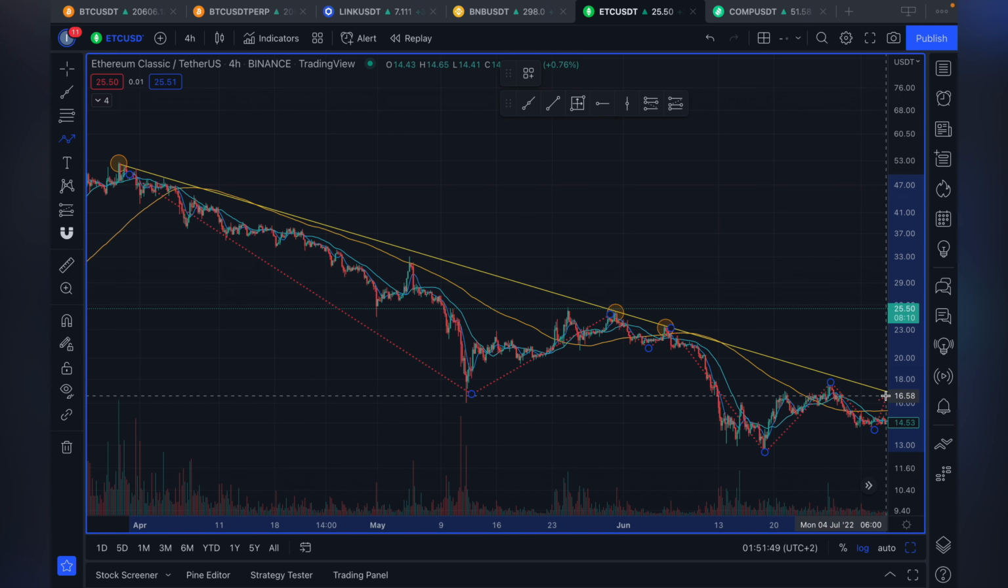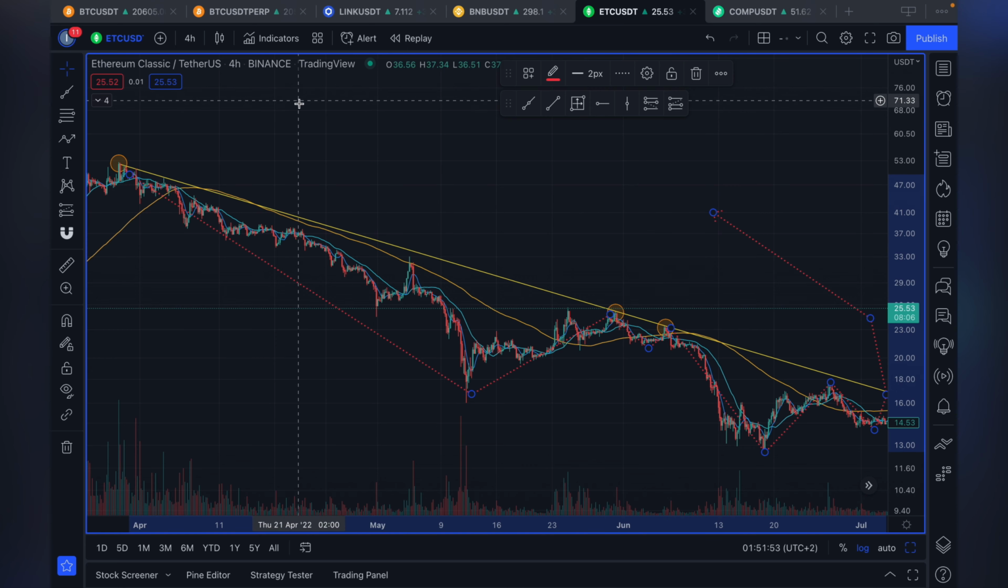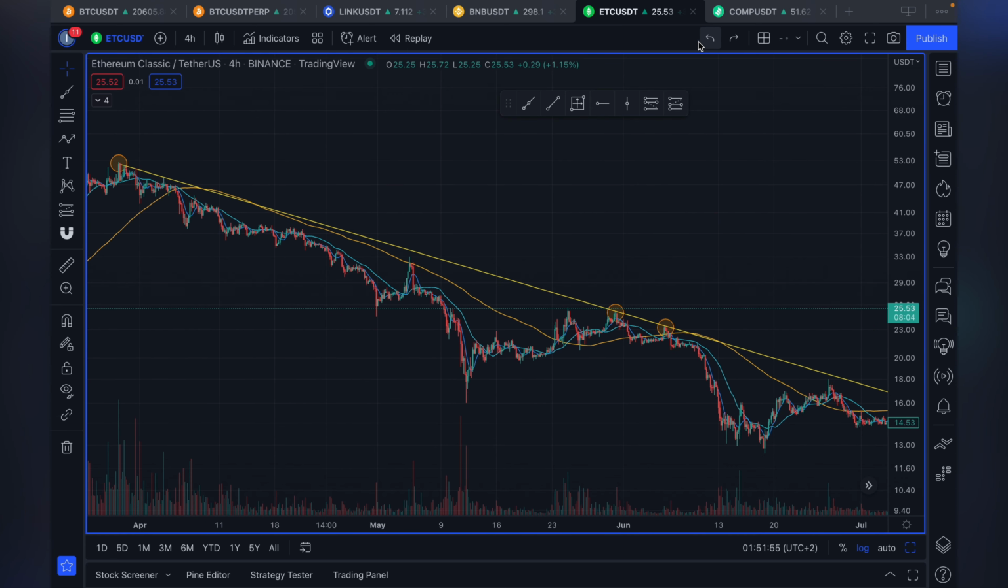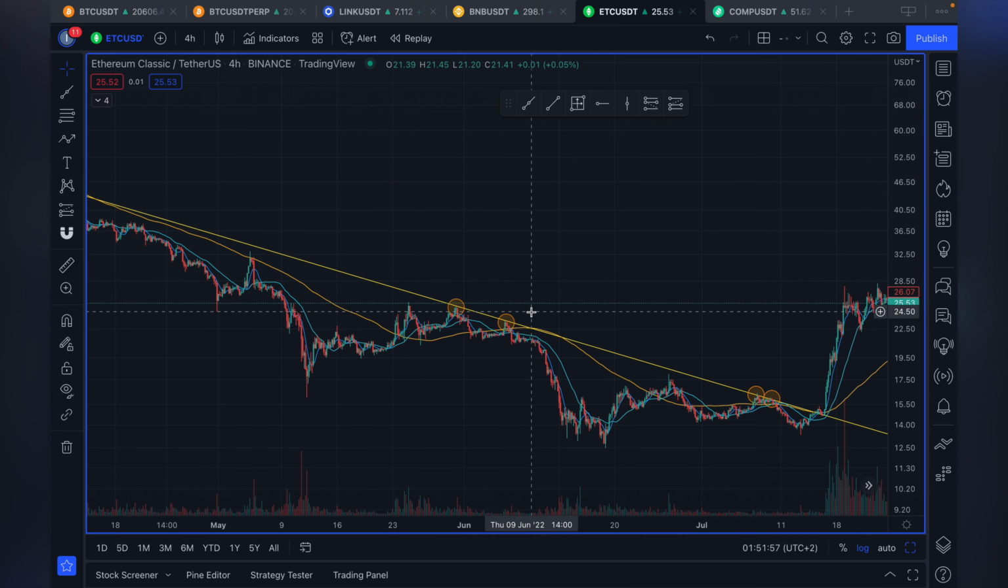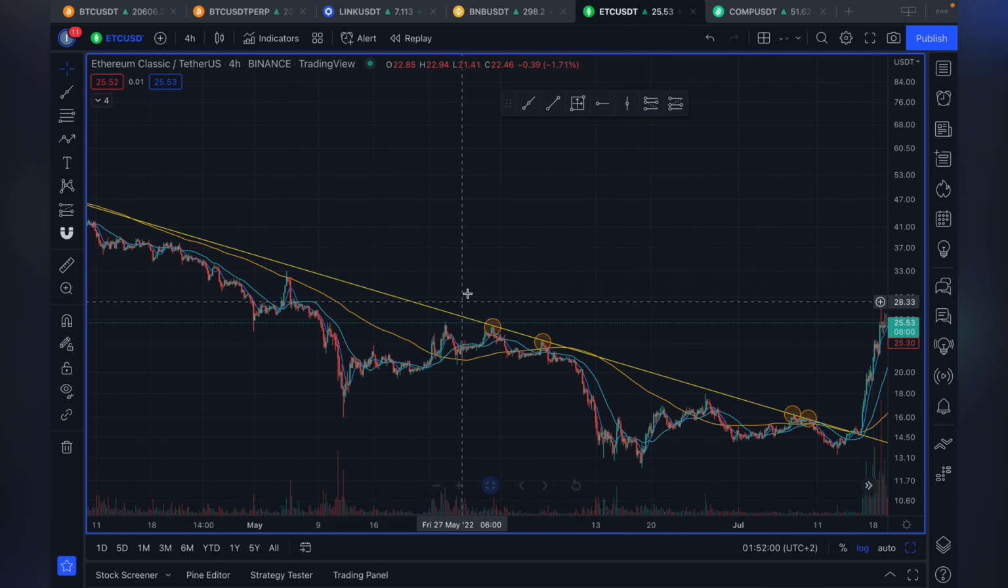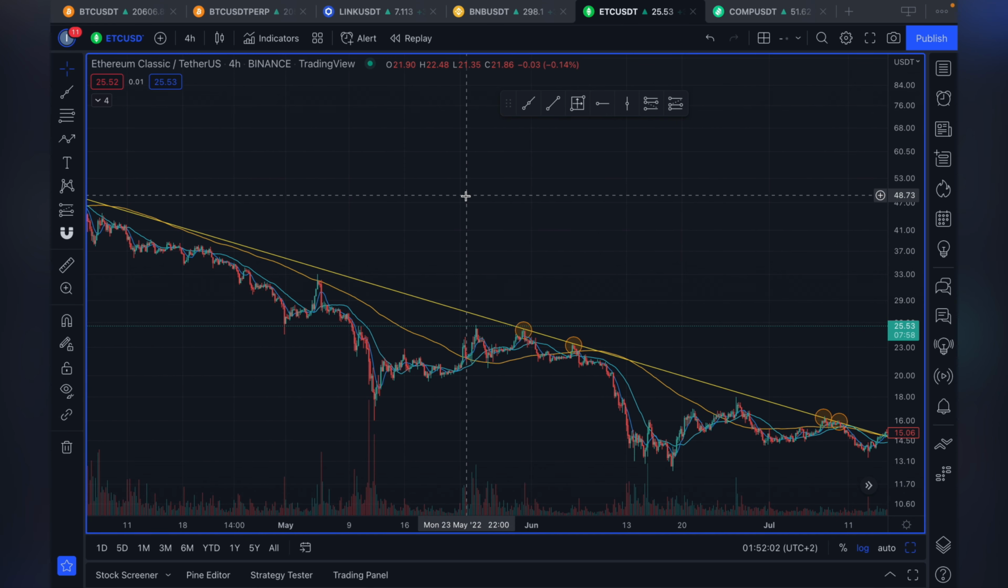As you see on the chart, it's not like in a book. It's a bit different, not so clear, but you have to figure it out. Okay, so that was our downtrend.